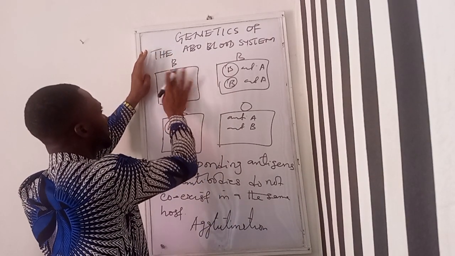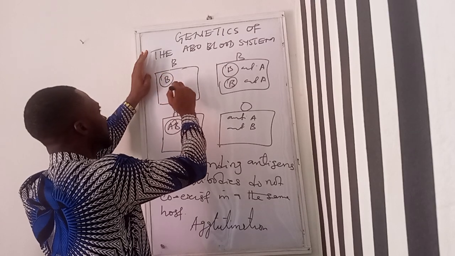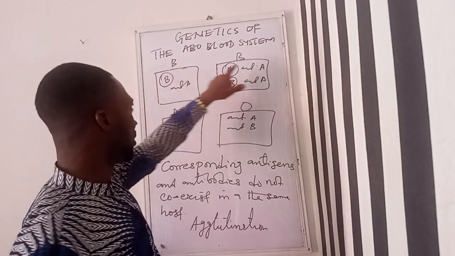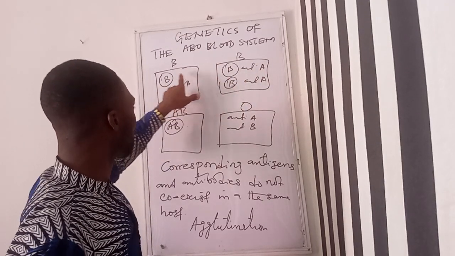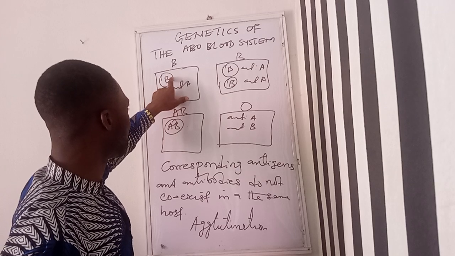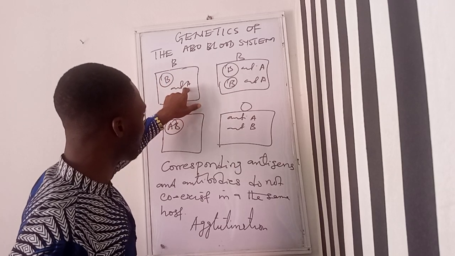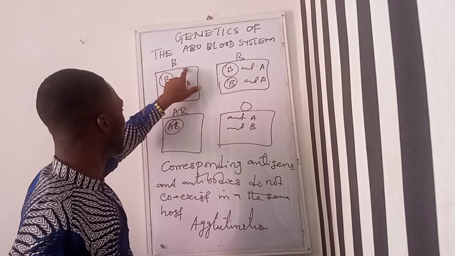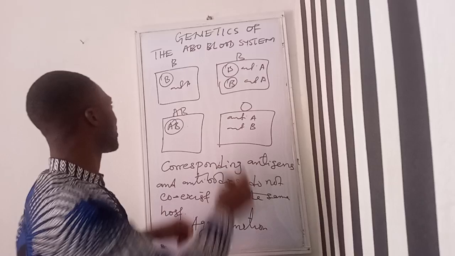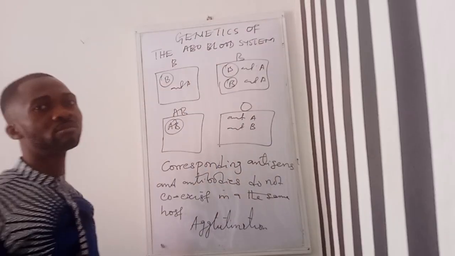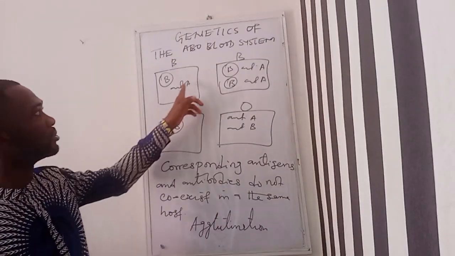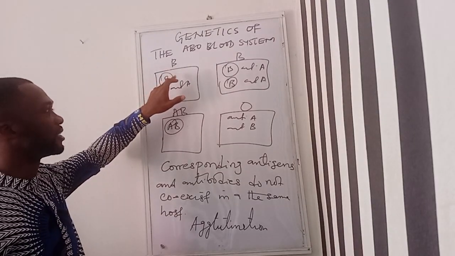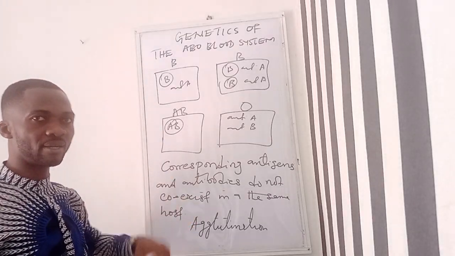having the same blood type B, then antigen A. So you can see that this is the antigen B, then antibody A. Yes, you discover that in this blood type, this person can comfortably donate to this person because there is no corresponding antigen and antibody.